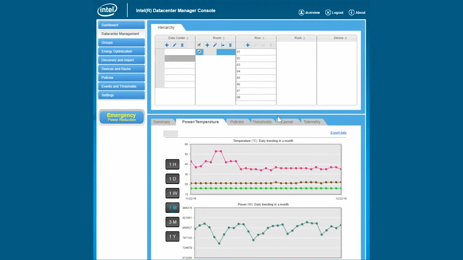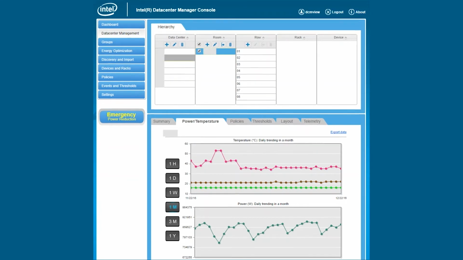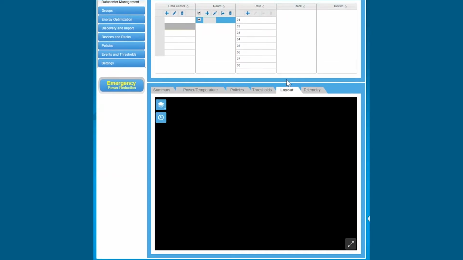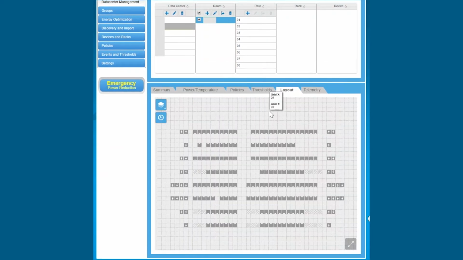So now I want to show you some of the capabilities of data analysis that Intel DCM has. First of all, we can create a layout of the data center, and this is a schematic layout of the data center. Every rack here is represented by a square, and now I can start planting this data on the layout. So for example, I can create a real-time thermal map for the average inlet temperature in every rack.